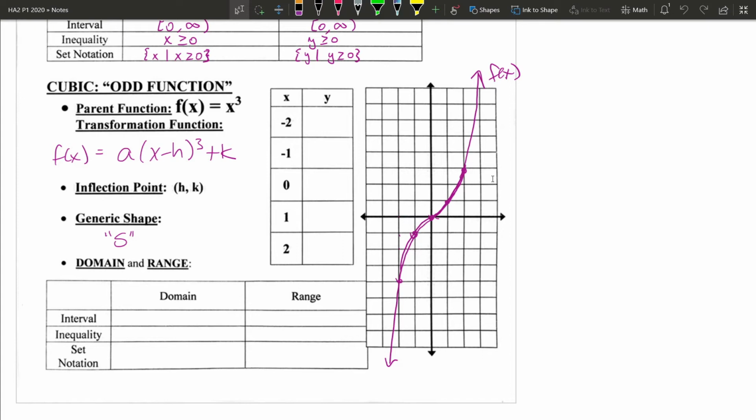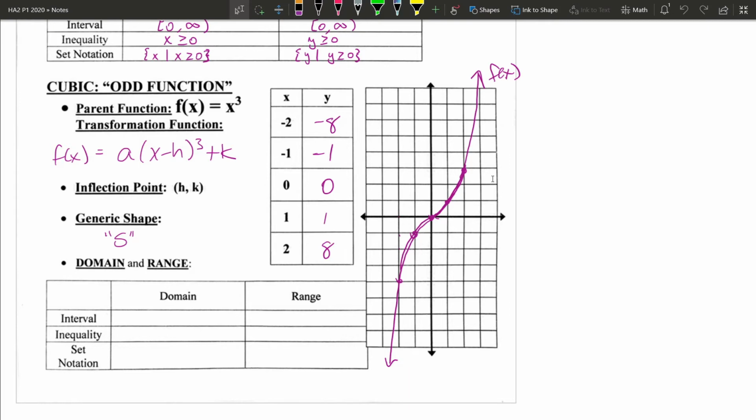So let's do the points. This is where it gets interesting because you have to keep track of the negatives now. So for x equals -2, I've got -2 times -2 is +4, and +4 times -2 is going to be -8. -1 times -1 is +1, and +1 times -1 is negative 1. 0 stays where it is. 1 times 1 is 1, times 1 is 1. 2 times 2 is 4, times 2 is 8.